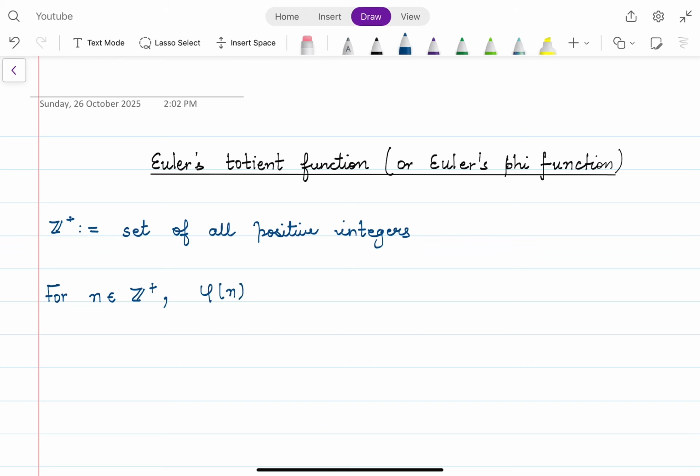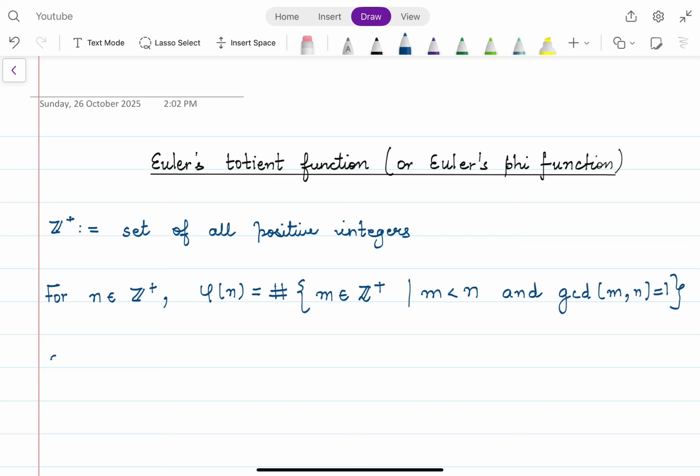phi n क्या बताता है? Phi n counts the number of positive integers which are strictly less than n and which are coprime to n, that is GCD of m with n should be 1. So phi n क्या करता है? Phi n counts the positive integers जो कि n से strictly छोटे हो और जो n से कोप्राइम हो.